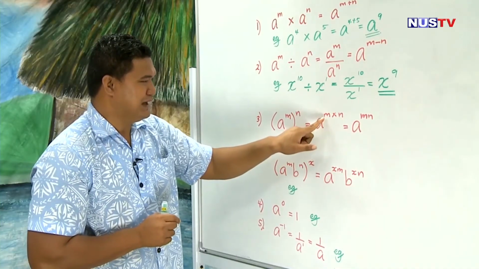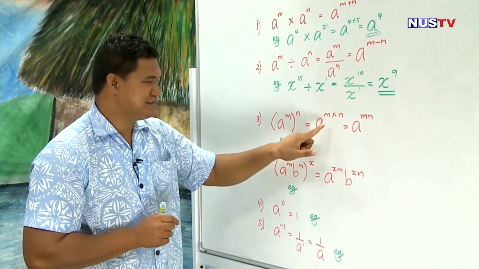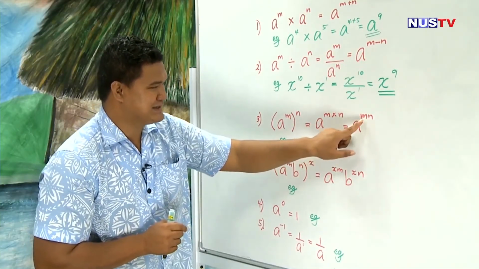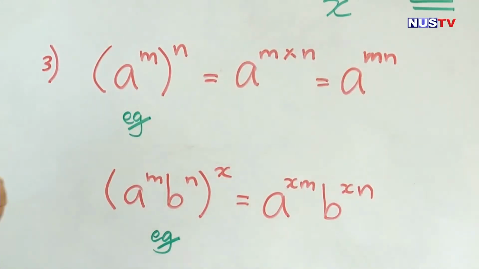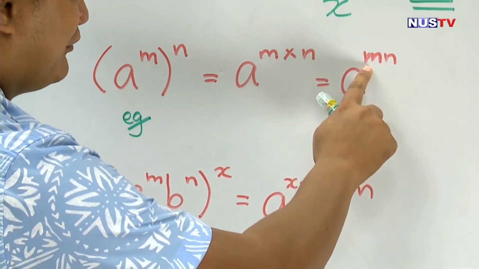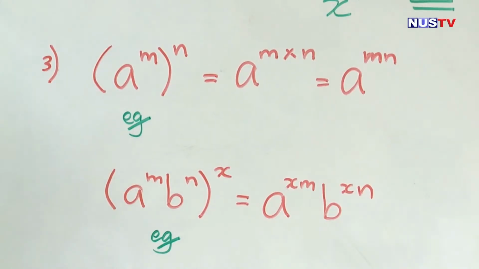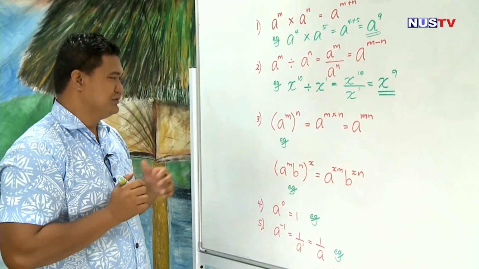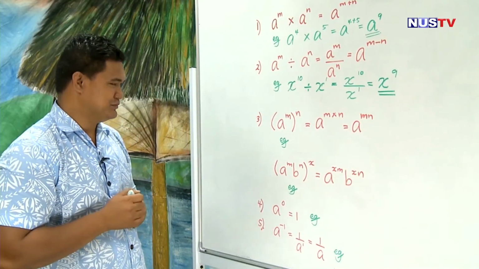Under the simplifying algebraic methods, m times n is just the same as mn. That's why we have our final answer as a to the power of mn. Again, we're going to do an example to know more about this rule.